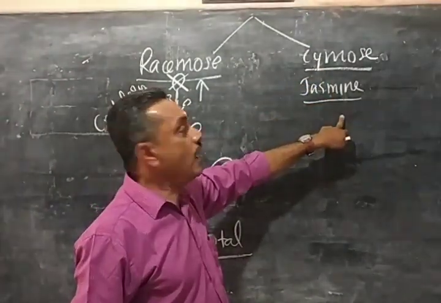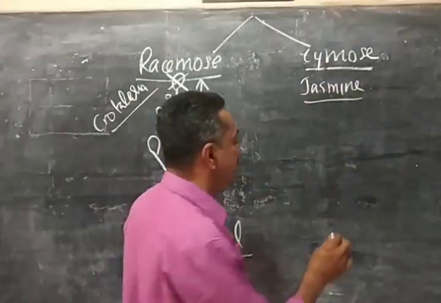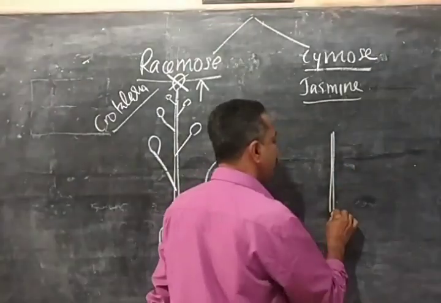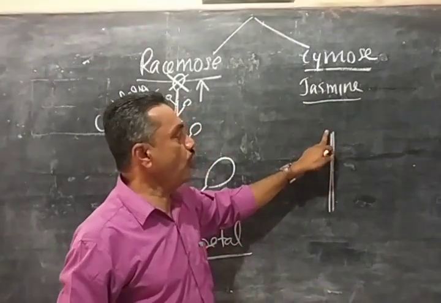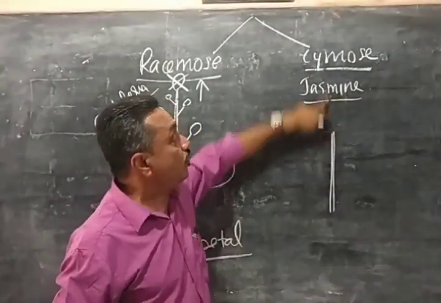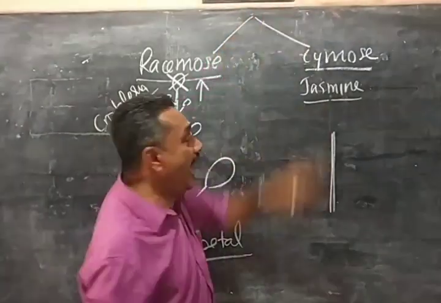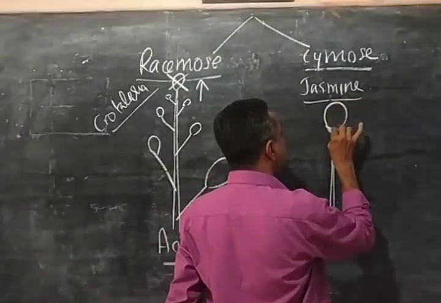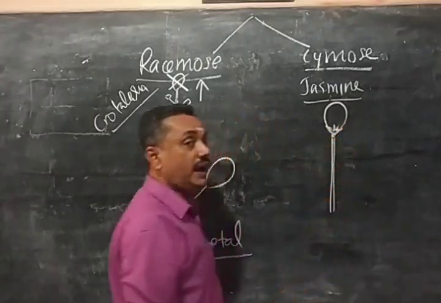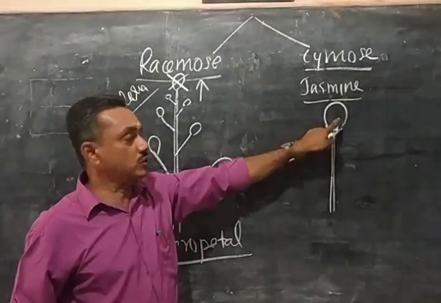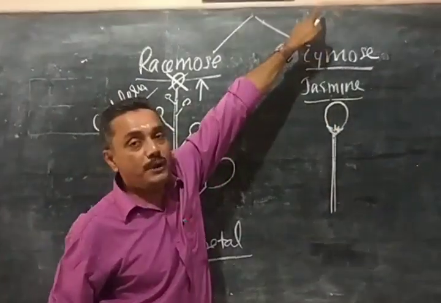In the jasmine or in cymose inflorescence, the axis grows like that. It is of limited growth, it will not grow beyond that. Limited growth means it will not grow beyond that. And it ends in a flower. At the tip you can see a flower like that. Here there is no flower at the tip, it ends in a flower. So this ends in a flower, so it cannot grow beyond that.